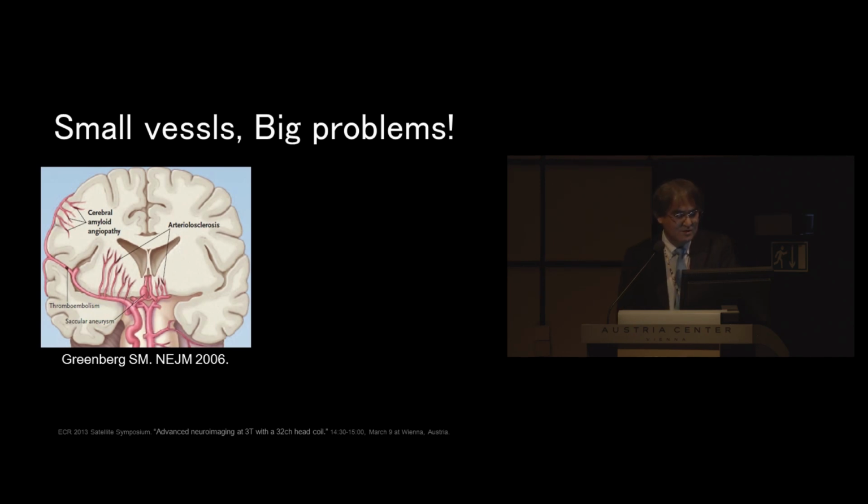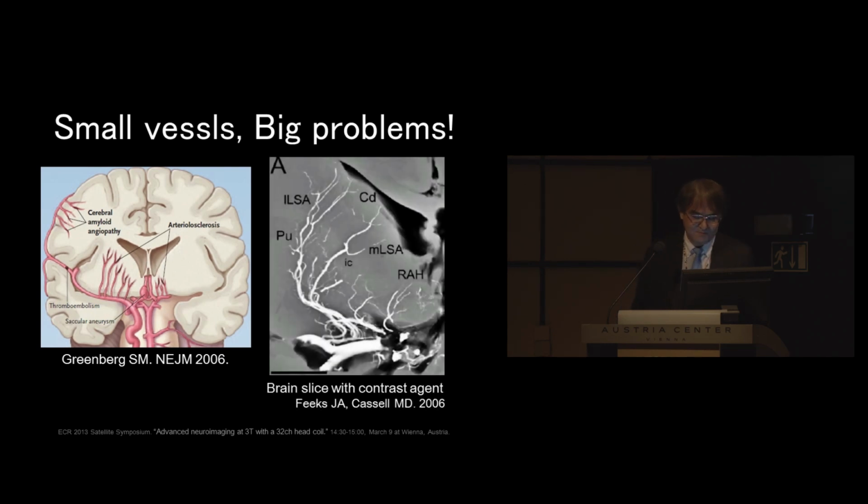So let me focus on these deep perforators. So when we use brain sample and apply the contrast agent within the arteries, we can see at the basal ganglia area this kind of very, very small arteries. These are called lenticulostriate arteries. This occlusion of these arteries causes lacunar infarction, and it's very important to see that.